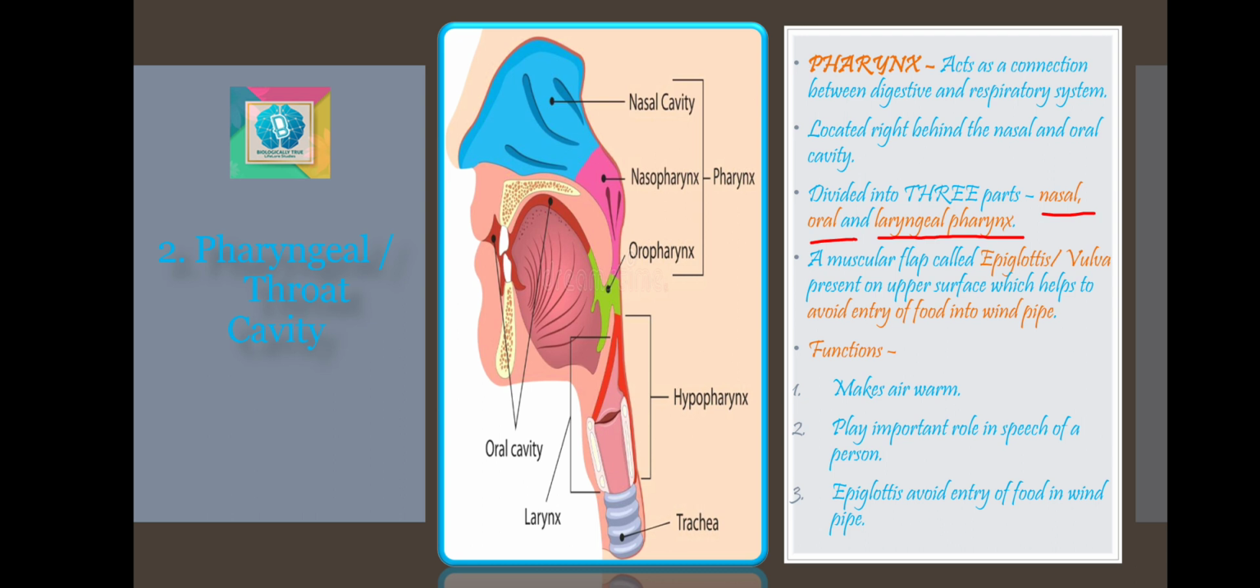Functionally, the pharynx helps to make the air warm. The pharynx also helps in proper movement of the food to reach the esophagus, and it plays a very important role in the speech of a person by amplification of the sound which is produced by the larynx. The opening of the larynx in the pharynx is guarded by a muscular flap called epiglottis. It closes the glottis while swallowing to avoid the entry of the food into the windpipe.